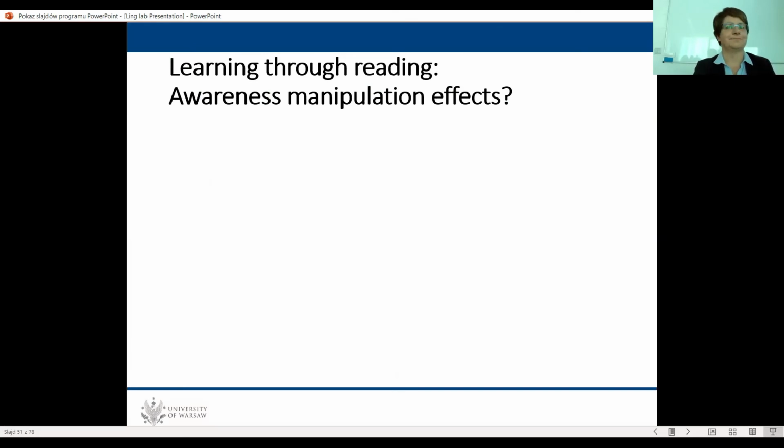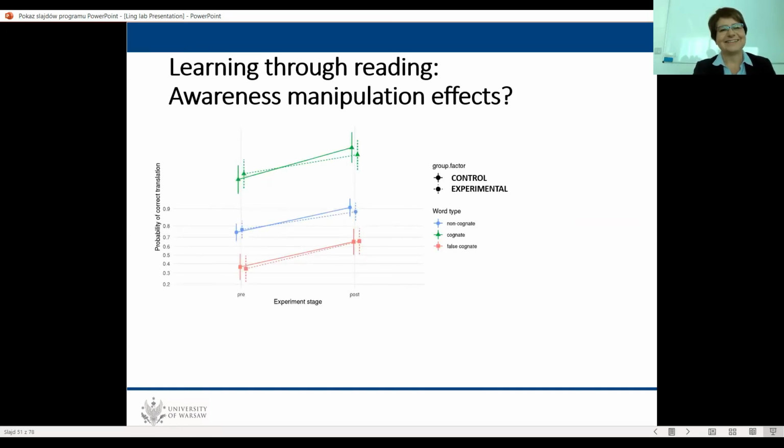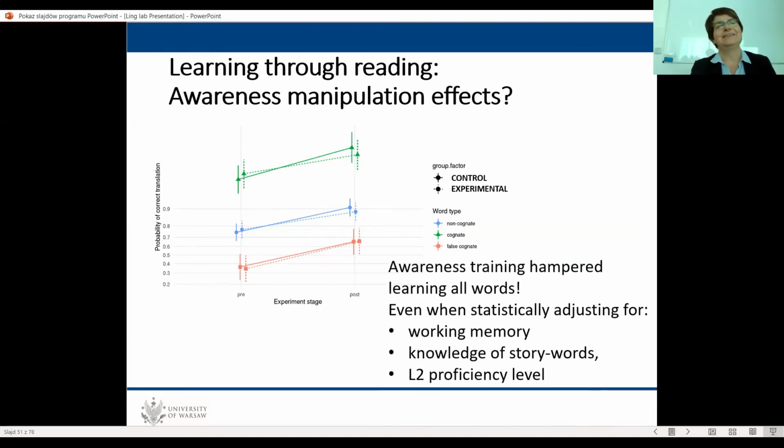Did it work? It's a rhetorical question, of course. Well, you can see that it didn't work, because the experimental group actually did worse than the control group. If you look here, the experimental group is the dotted lines and the control group is the solid lines. It seems that awareness training actually hampered learning the words, even when statistically controlling for working memory, knowledge of story words, and proficiency level.